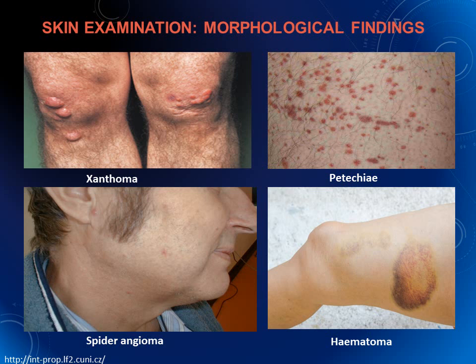And another picture shows spider angiomata, and this is usually found in patients with hepatic cirrhosis in liver disease, especially in patients with alcoholic liver cirrhosis.